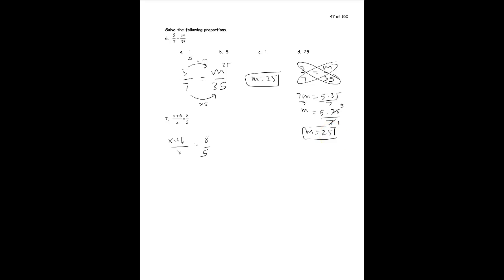Number 7 here is a little more algebraic. I can't use that approach I just used for number 6. Here we need to go straight to the cross multiply approach. So that one is 8x, 8 times x. This one is 5 times x plus 6.